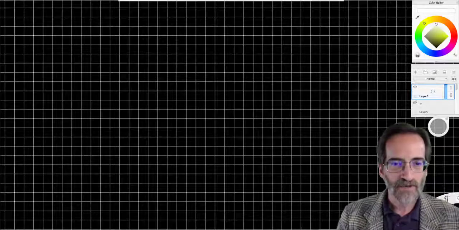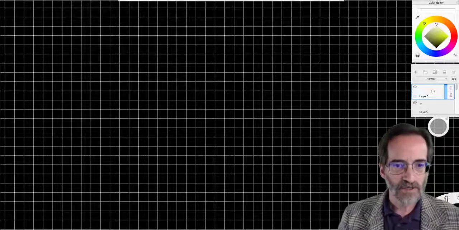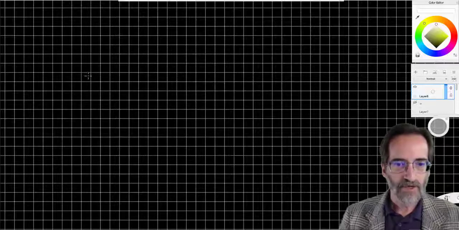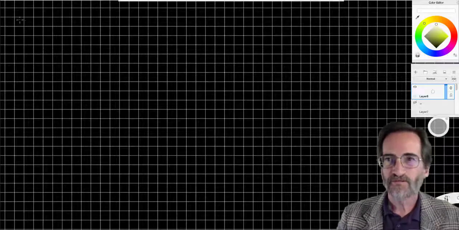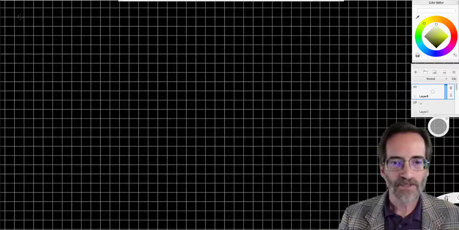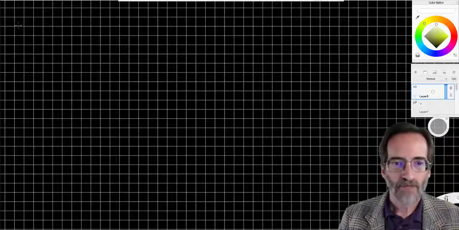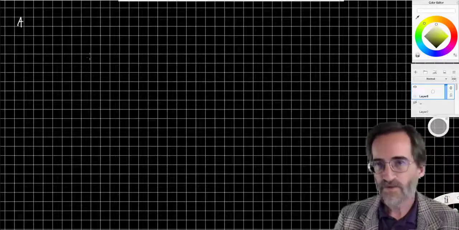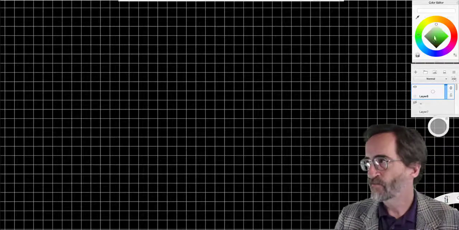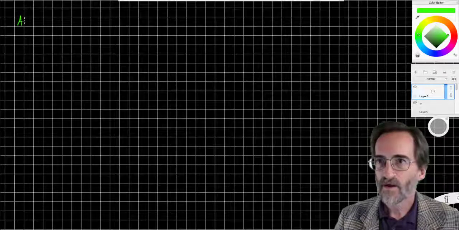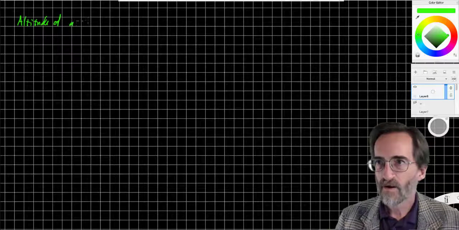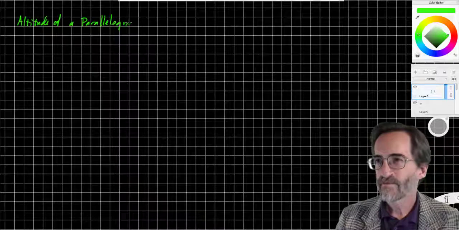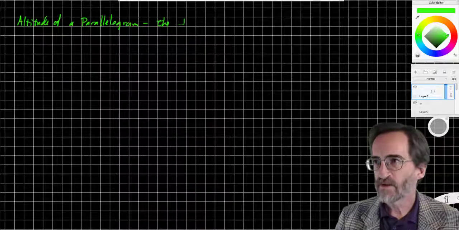On the second slide, it lists several key words here. So let's go ahead and define them. And it lists some parts of parallelograms and triangles. Okay, so altitude of a parallelogram. Okay, it's the perpendicular height.